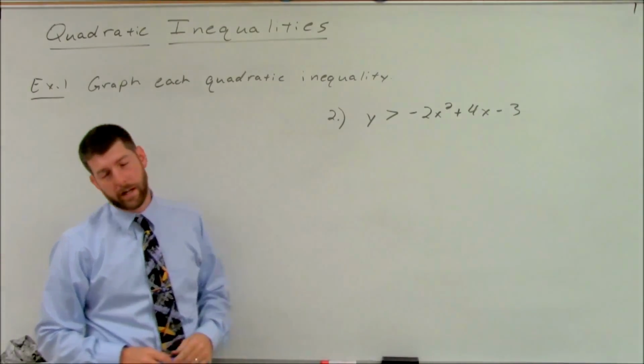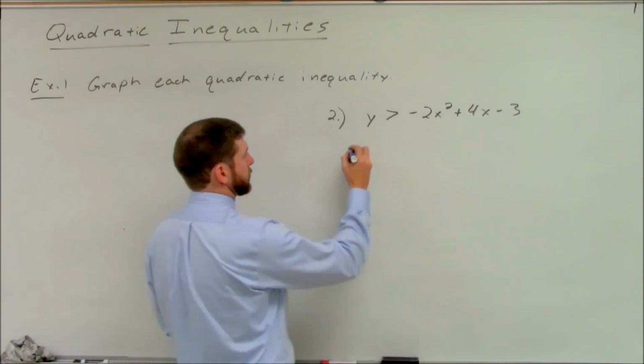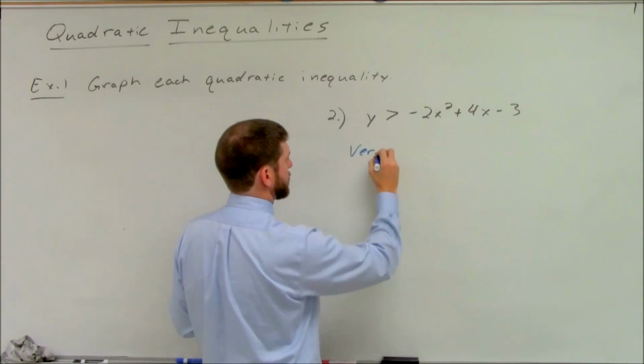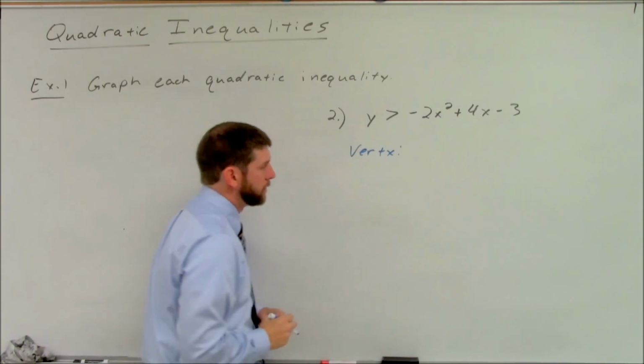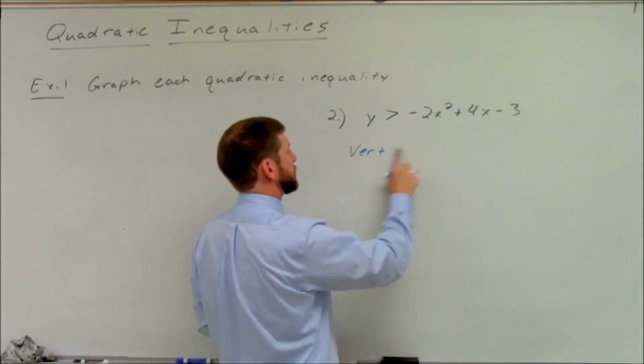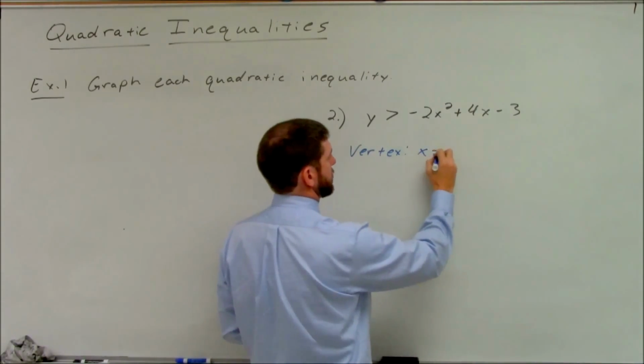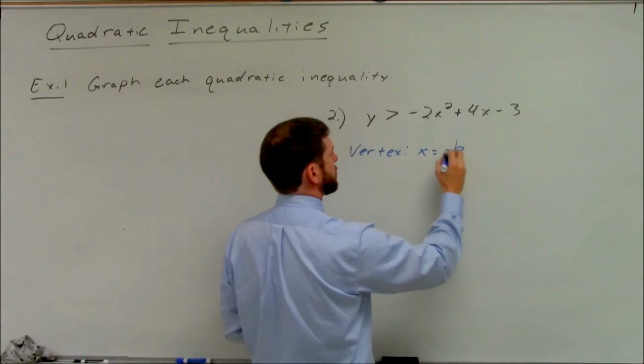So hopefully you've been able to get the graph for this one. Let's go through and check your work. First thing we're going to do is find the vertex, because again we're in standard form. So take your vertex, make sure you put the second E in the word vertex. We know x is equal to negative b over 2a.